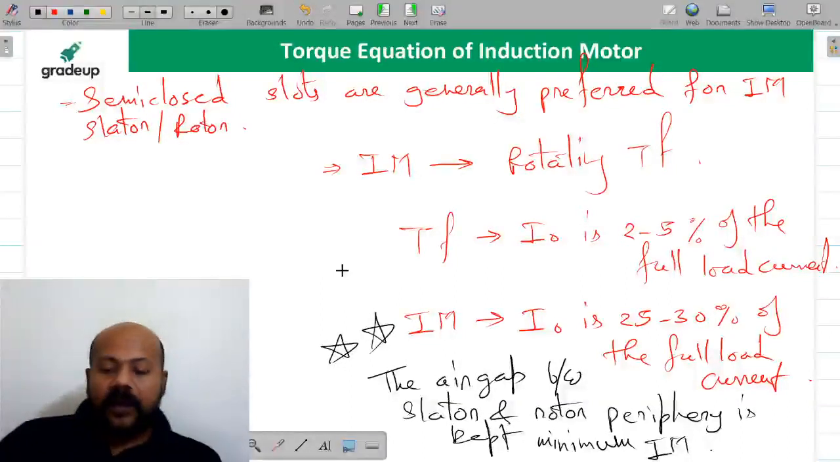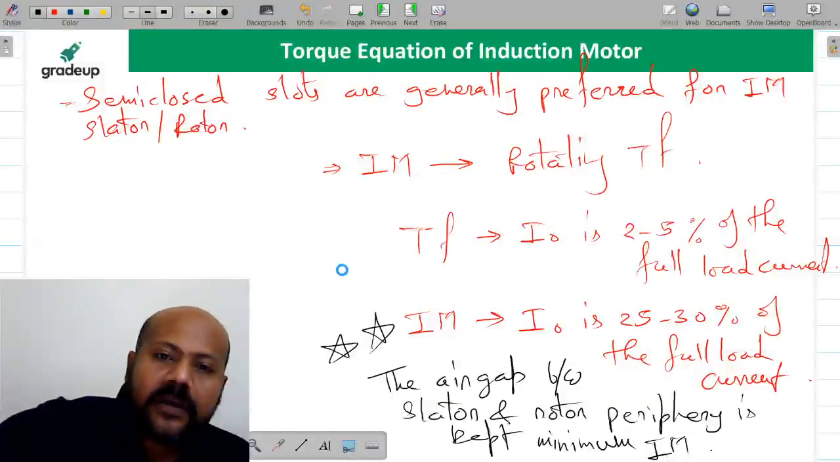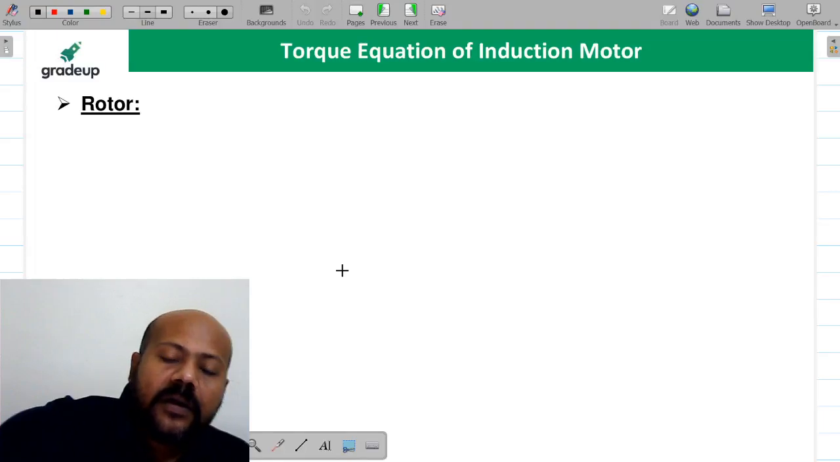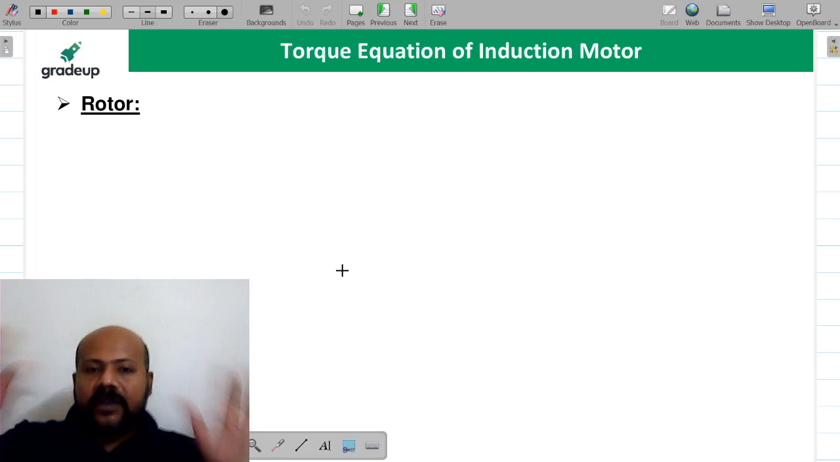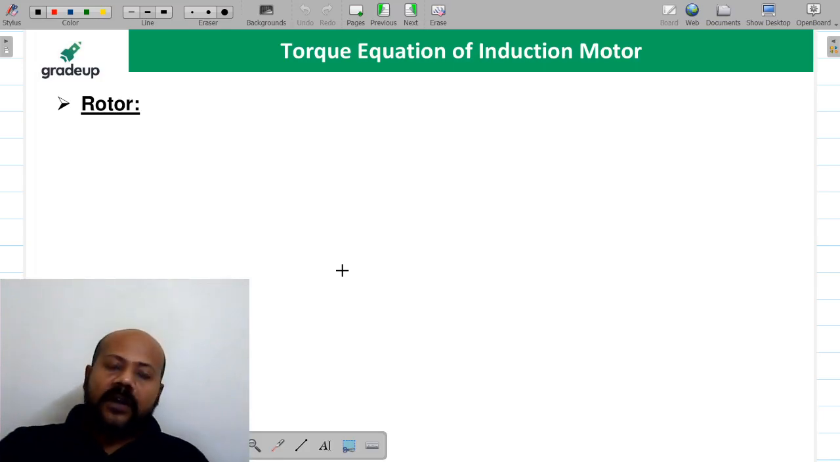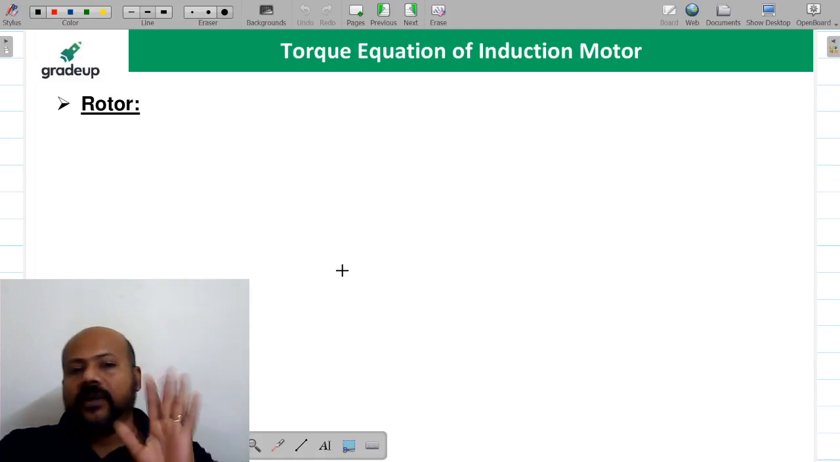Okay, Ranjit Mahal, is it clear? Now we are going to come to the rotor. I think we have discussed sufficiently for the stator. What are the different things we have to read? Now let us come to the rotor.